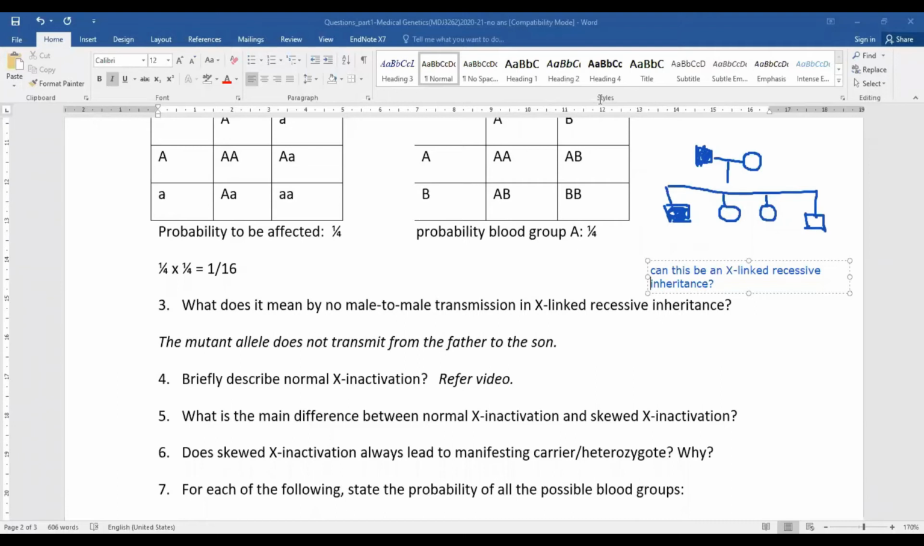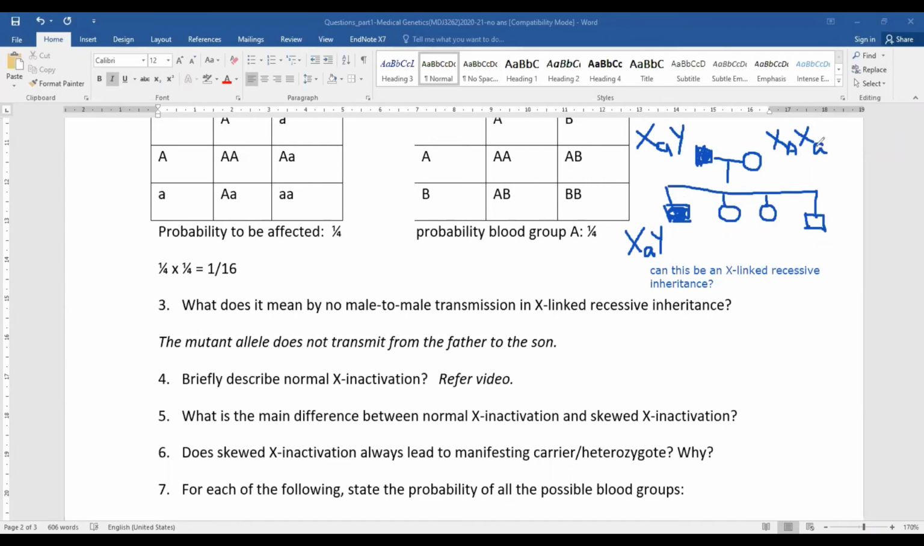Therefore, she is X big A, X small a. She's a carrier. The father is affected, X small a Y. So this son, he's affected, of course, he is X small a Y. He got the Y chromosome from the father, but he got this X small a from the mother, not from the father. So this is actually not male to male. So this pedigree can be an X-linked recessive inheritance, because this son actually got the mutant allele from the mother.